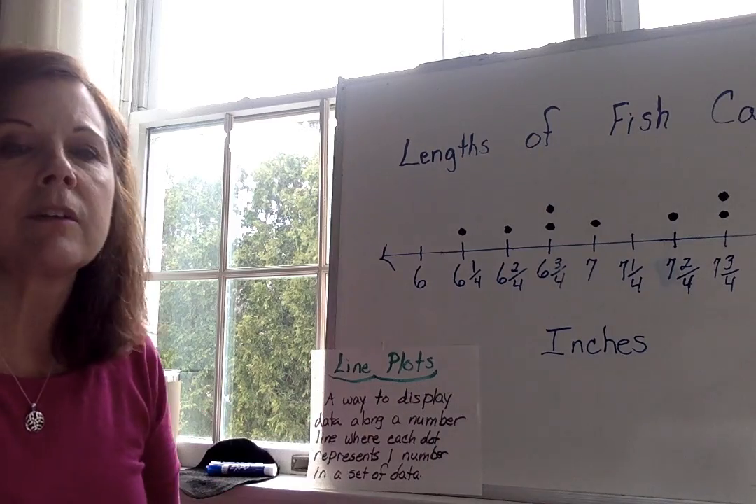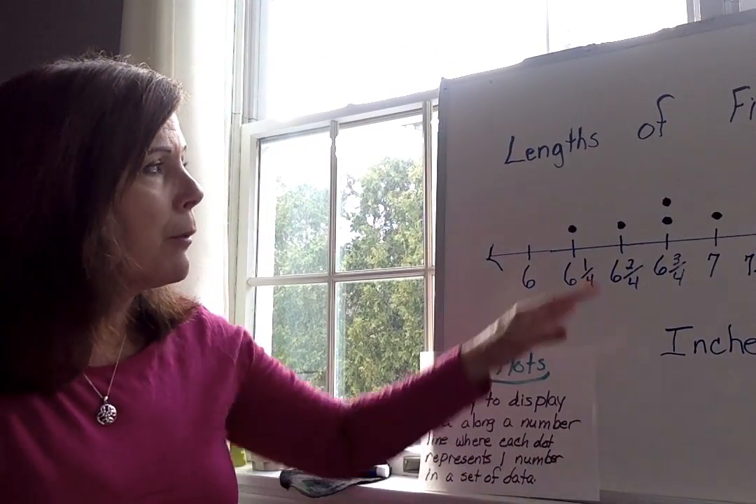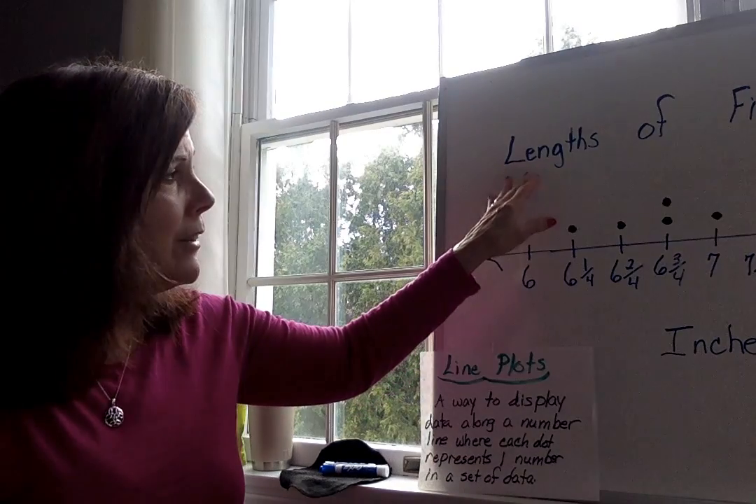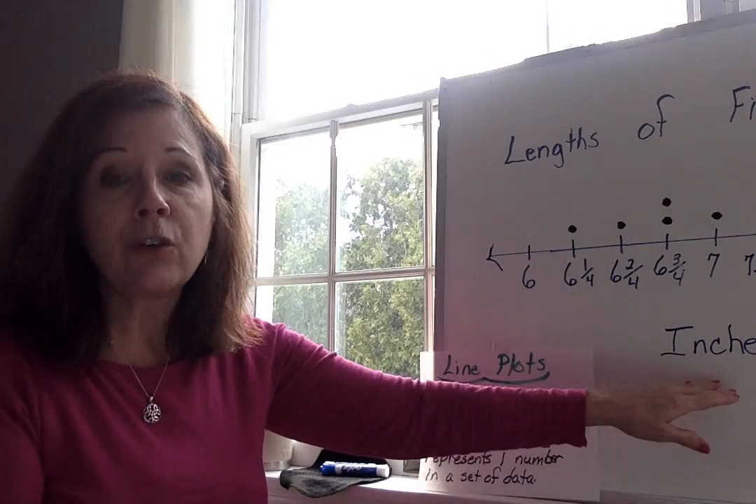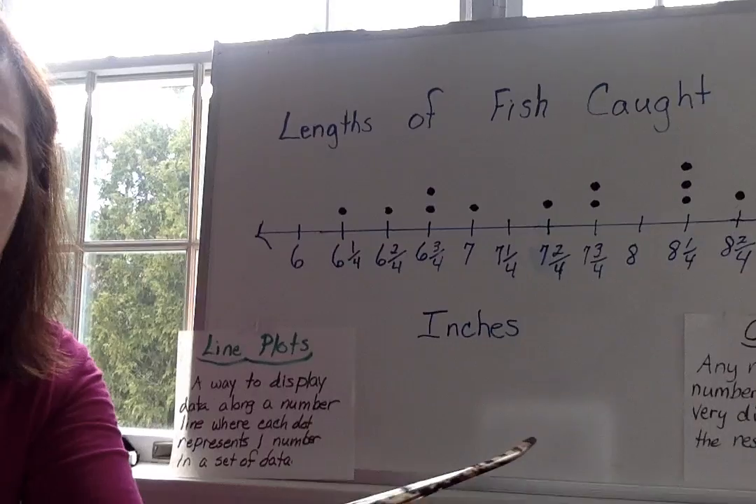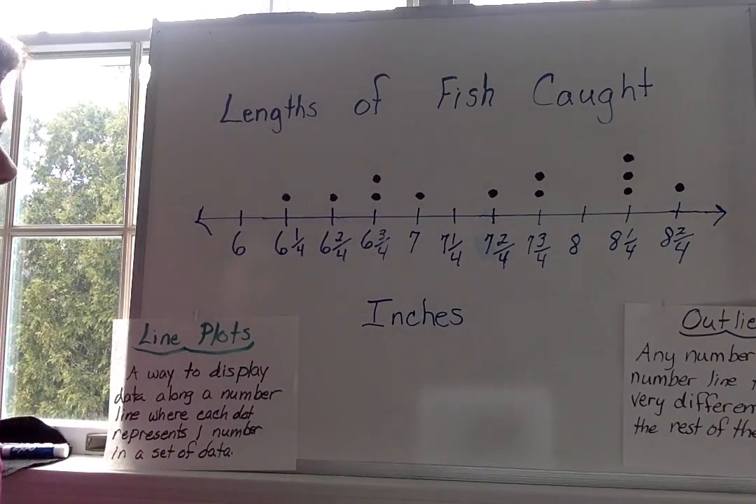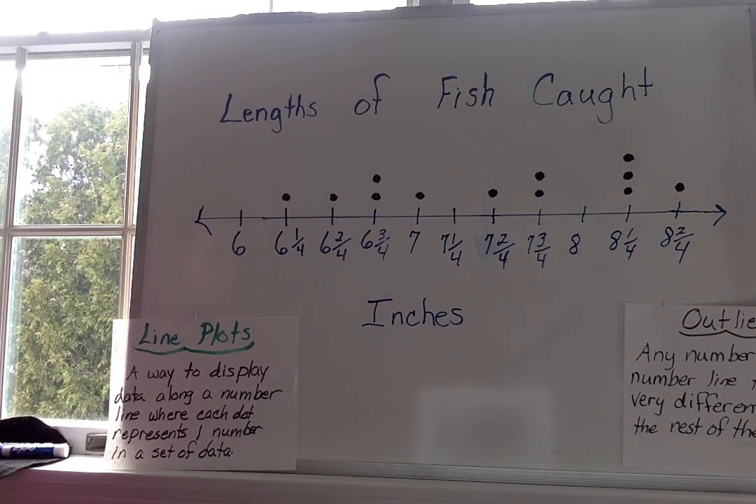So if we look at this, this is the one we did yesterday, the lengths of the fish caught. And remember, in any line plot, you need to have the title of your line plot and then what it is you're using for measurement. So we have inches down here. If we look at this line plot right here, is there an outlier that kind of sticks out from the other numbers? No, I would say not. They're all kind of close to each other. So in this case, there would not be an outlier.